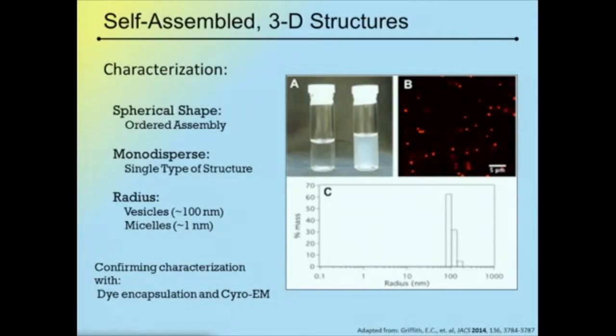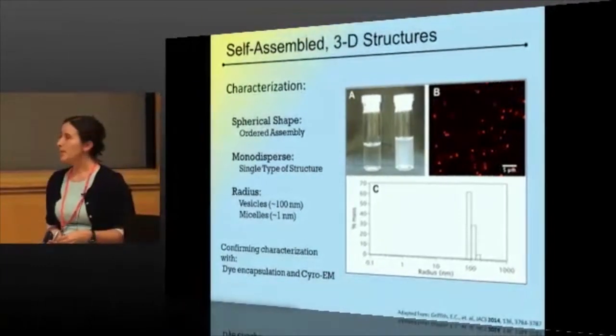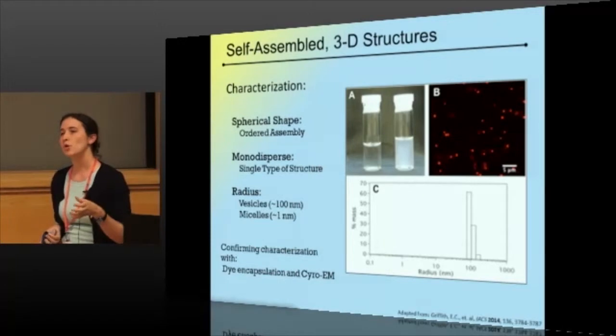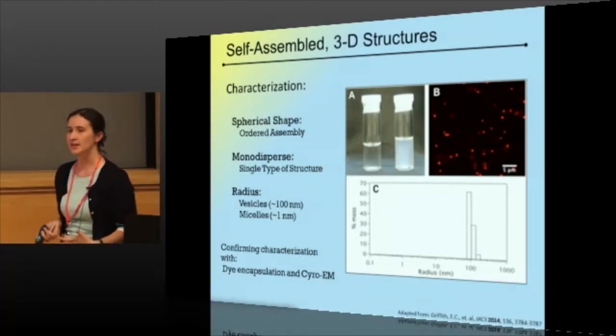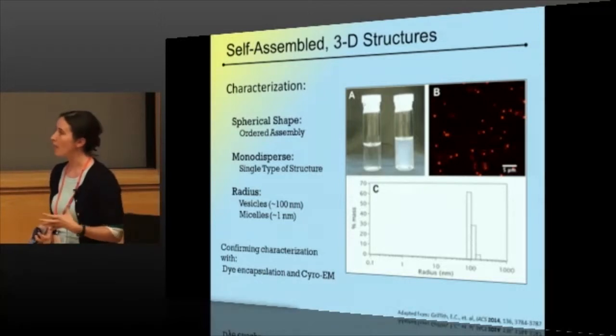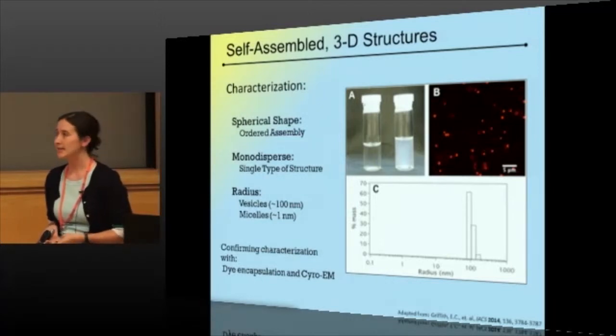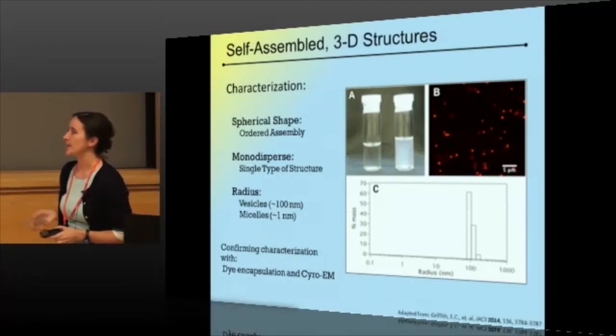We've done confocal and phase contrast microscopy, fluorescence microscopy, and we see that they have a spherical shape, which indicates that they're an ordered assembly rather than disordered aggregation. We also have done dynamic light scattering to look at the size of them, and we see that they're a single type of structure. They're relatively monodisperse in size. And their radius, which is on the order of 100 nanometers, is much more in keeping with a vesicle rather than a micelle or something like that. So taking this together, we're pretty confident that we have vesicles, and they're not in equilibrium with micelles as they would be with, say, a fatty acid. And we're currently confirming this characterization with both dye encapsulation and cryo-EM experiments.